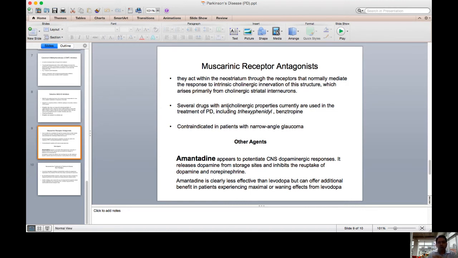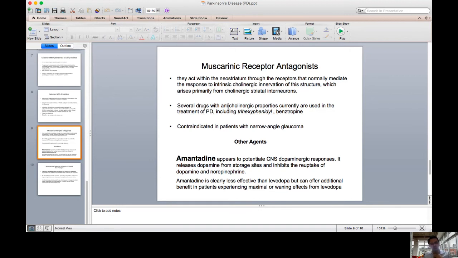They will act within the neostriatum through the receptors that normally mediate the response to intrinsic cholinergic innervation of the structure, which arises primarily from cholinergic striatal interneurons. Several drugs with anticholinergic properties are currently being used in this treatment. Being anticholinergic, they are going to reduce the action of the excessive acetylcholine and get dopamine and acetylcholine into balance, leading to the symptoms disappearing or reducing.